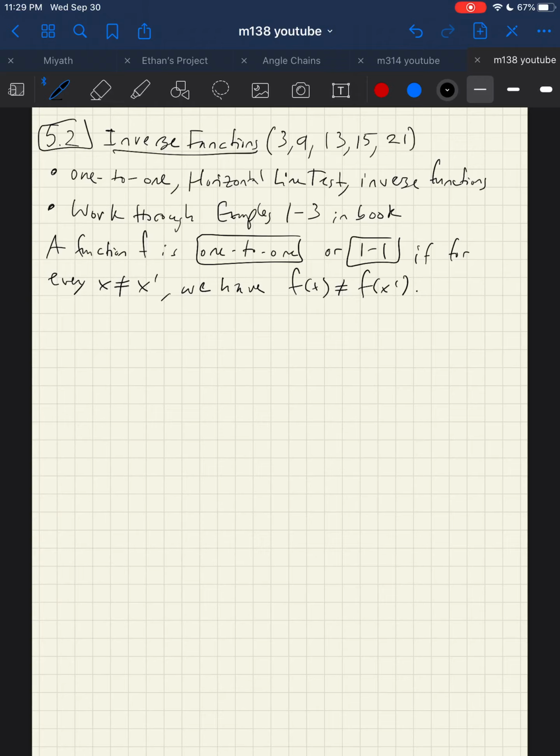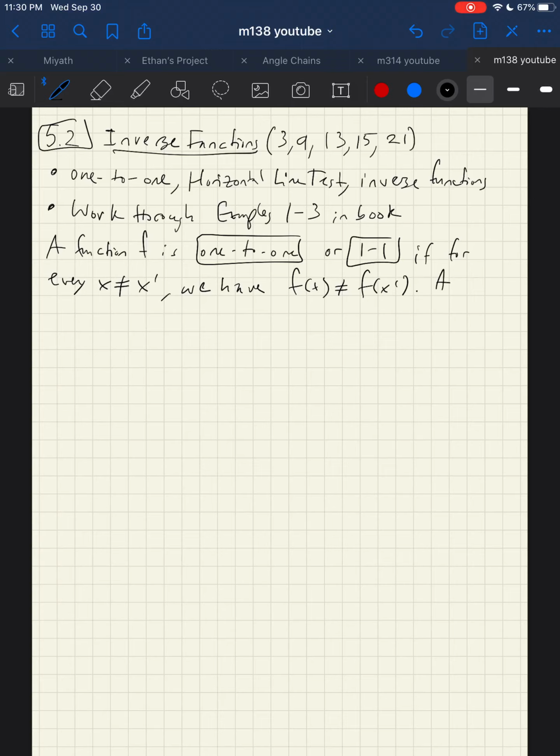Okay, so we know that for a function, every input has a unique output. That is, there's not like f of 1 could be two different things, right? But that's just the definition of a function. What we don't necessarily know is, does every output have a unique input?